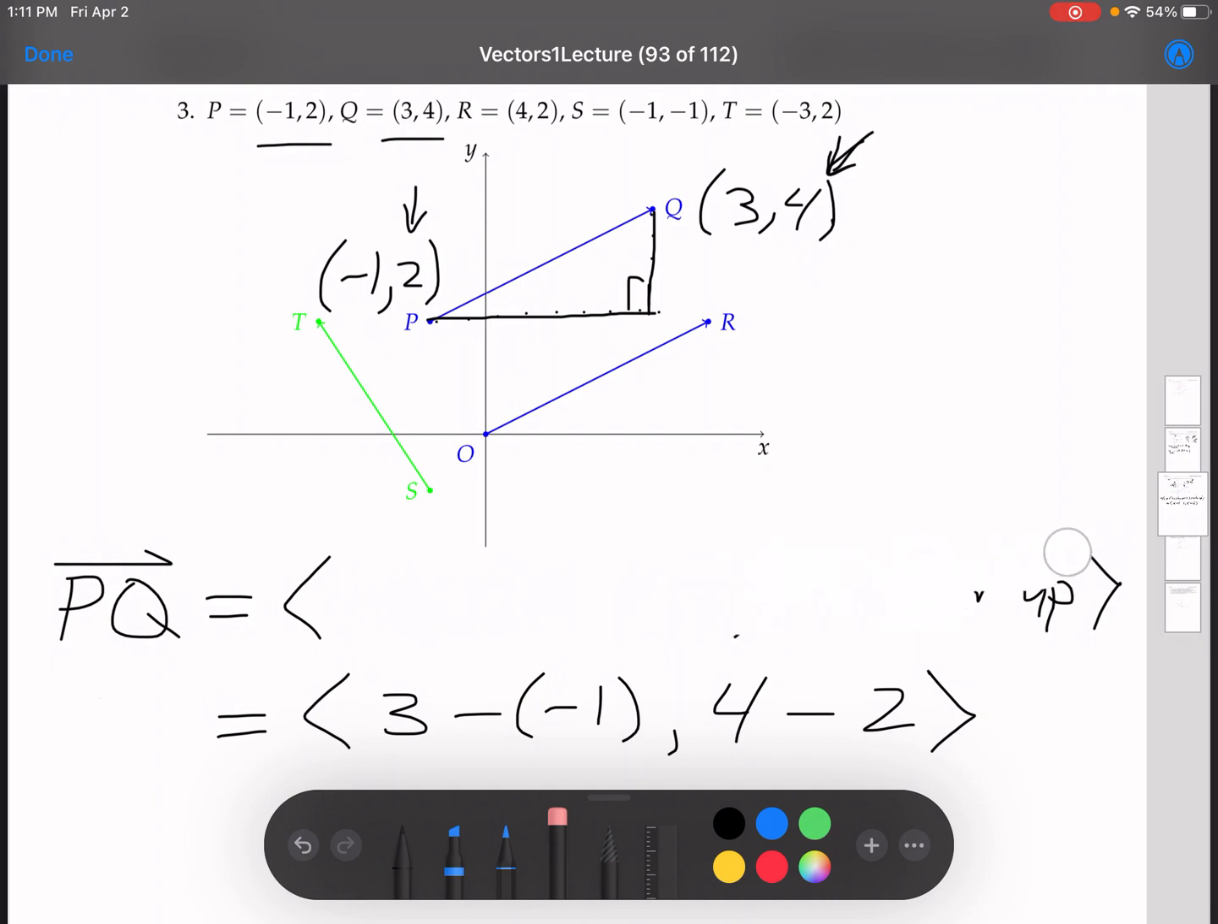And now doing the math here, we see that 3 minus a -1 is 4. 4 minus 2 is 2.